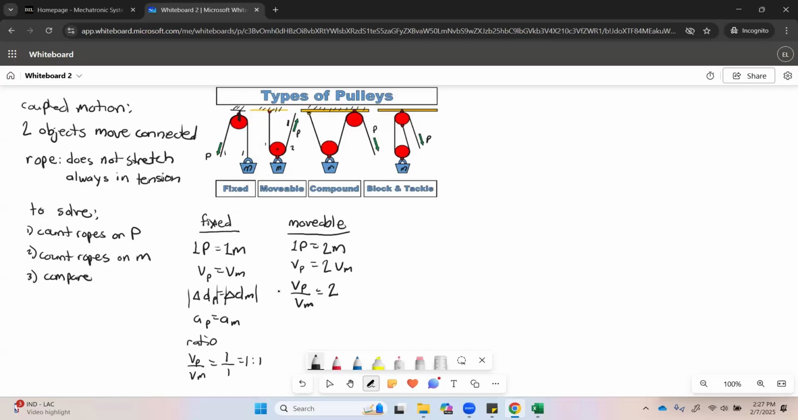So P had to pull twice as far to get M to move, and that's because if P pulls 1 meter, then a half a meter is how far M is going to go up, because from the 1 meter of P, we have a half a meter on the right side and a half a meter on the left side. It gets distributed like that. And so M's only going to go upwards a half a meter.